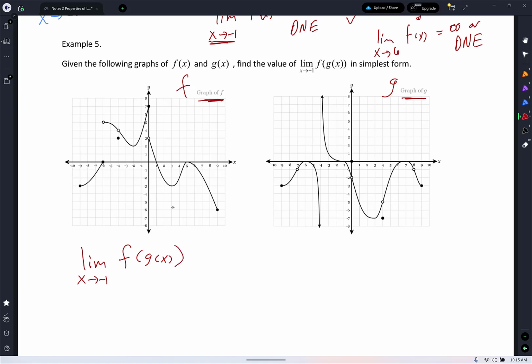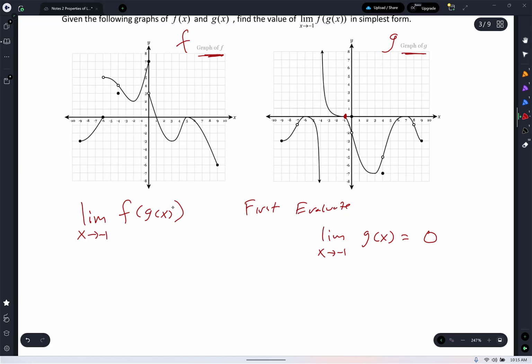How do I do this? I've never done this before. It's just like your composite functions. First, I'm going to write the word first. Evaluate the limit as x approaches negative 1 for g of x, if it has a limit. All right, if I approach negative 1 for g of x, what does the y value look like to you guys? 0.